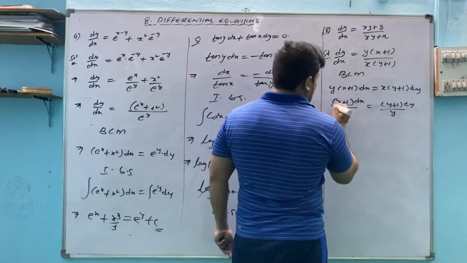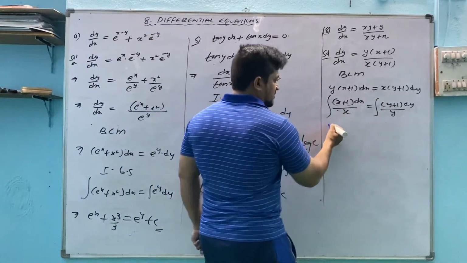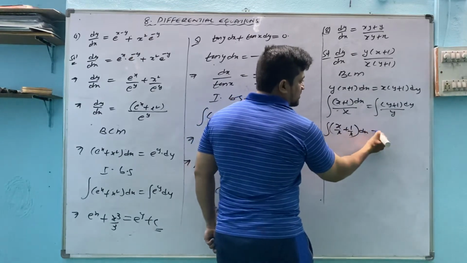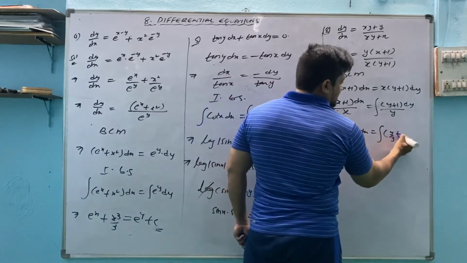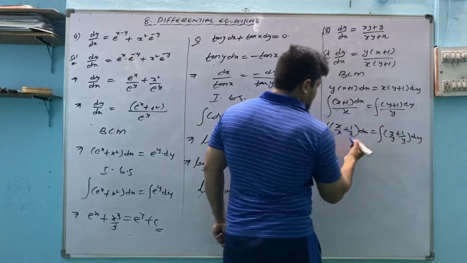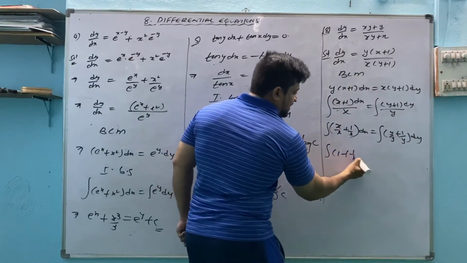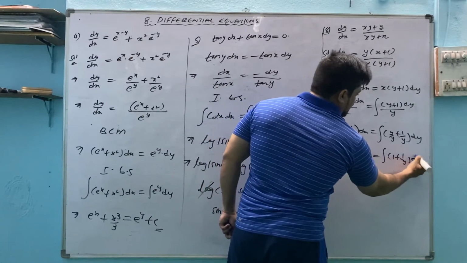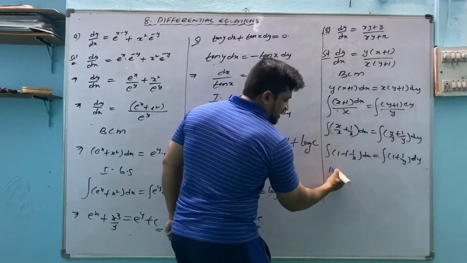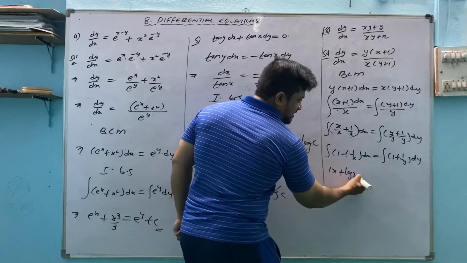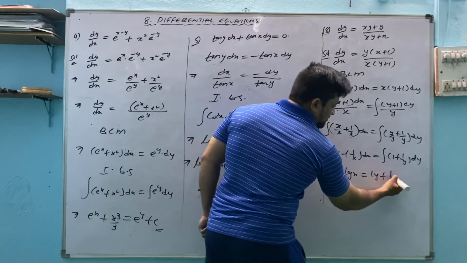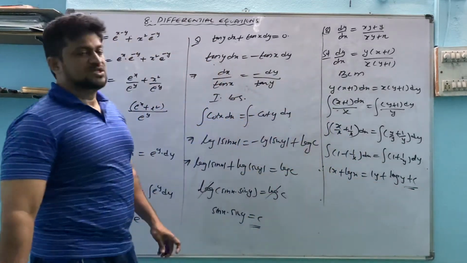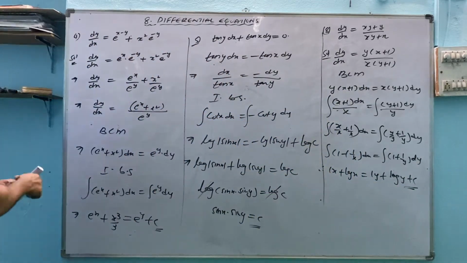Then integrating both sides. Once I have taken the integral symbol, x plus x is given to both, y is given to both. x is cancelled, 1 plus 1 by x, 1 plus 1 by y. Now integrate 1 dx, 1x, integral 1 by x is log x, integral 1 by y is log y, plus c. So these are the values.